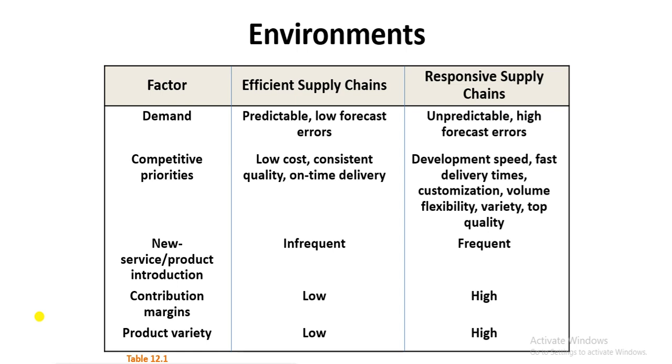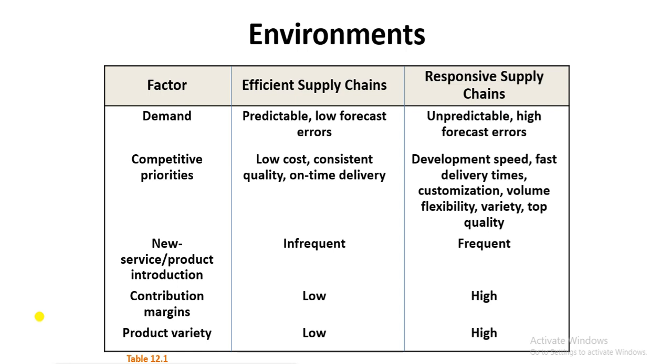Whereas in the responsive supply chains, your competitive priority would be the development speed, that is, how quickly you are developing new products for your customers. Moreover, how fast you are delivering the products to your customers. Customization means you are catering to the specific needs of the customers. Volume, flexibility, variety, and top quality. So if you have such competitive priorities, you should choose the responsive supply chain.